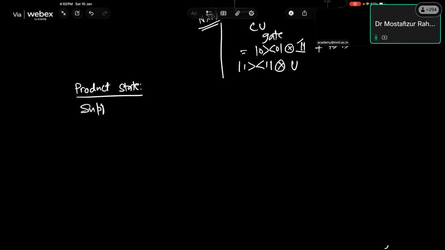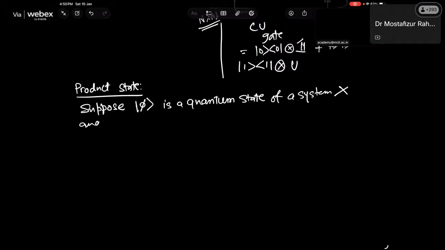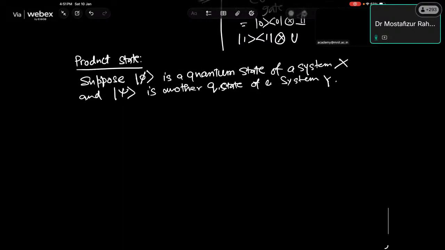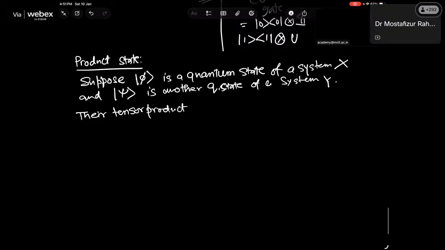Suppose phi is a quantum state of a system X, and psi is another quantum state of a system Y, and their tensor product. For those who do not know about the tensor product, this is simply the mathematical Kronecker product.